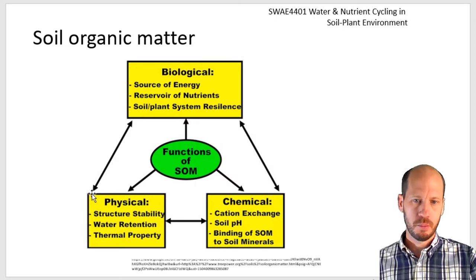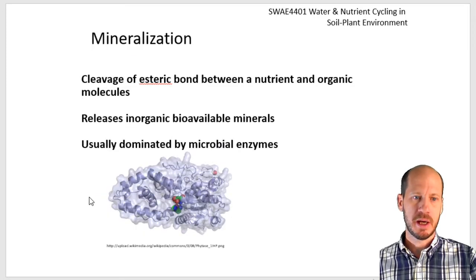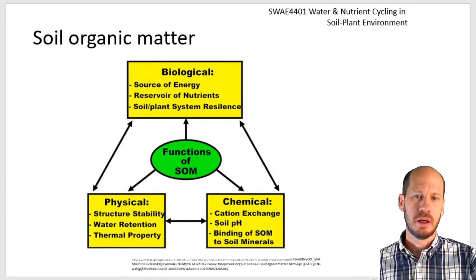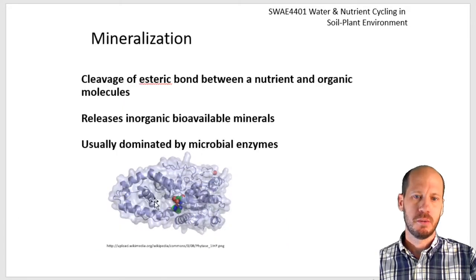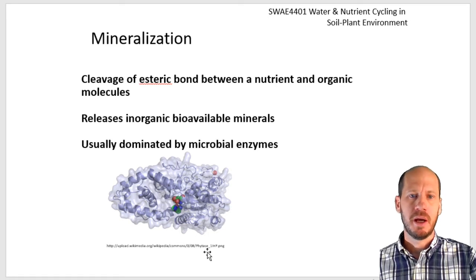So these are the three main ways in which organic matter is playing a role in plant nutrition. Organic matter can be a source of nutrients by itself, by being decomposed by microbes. So how do microbes decompose organic matter? By releasing enzymes into the soil.